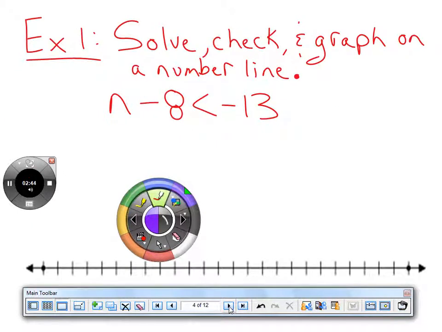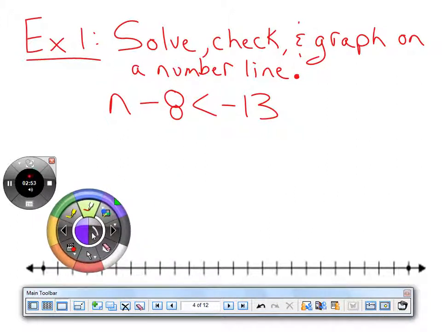Directions will say something like solve, and then check your answer, and then also graph the solution on the number line. So here's the inequality. We use our exact same skills that we used when we were solving equations. We're just trying to get the variable by itself, trying to get the variable isolated. So you can add and subtract to both sides, just like we saw. So it's a minus 8, so of course I'm going to add 8 to both sides. And that's going to cancel out the 8's, and that's going to leave me with n.